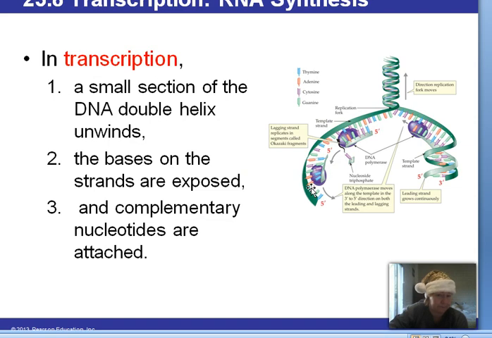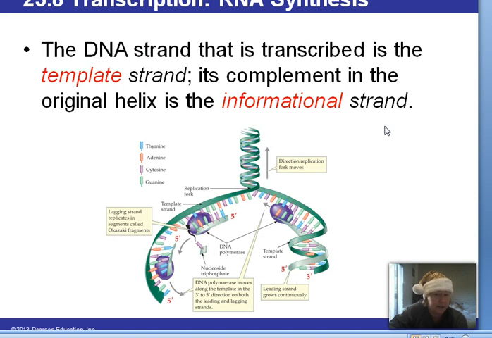In transcription, it's very much like replication, except it's DNA to RNA, and only one side gets transcribed at a time. It's basically the same thing. A small section of the DNA unwinds, the bases are exposed, and complementary nucleotides attach. The DNA strand that is transcribed is the template strand. Its complement in the original helix is the informational strand.